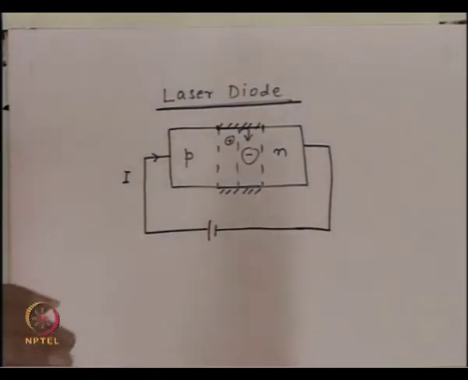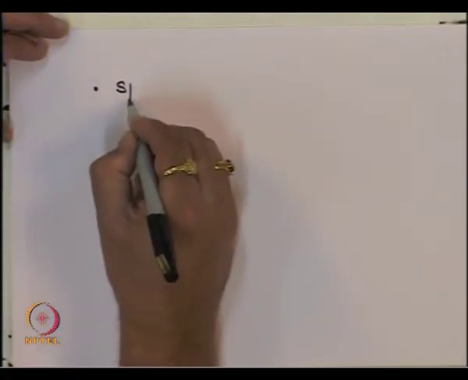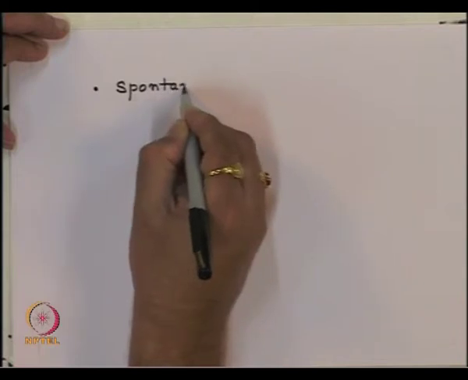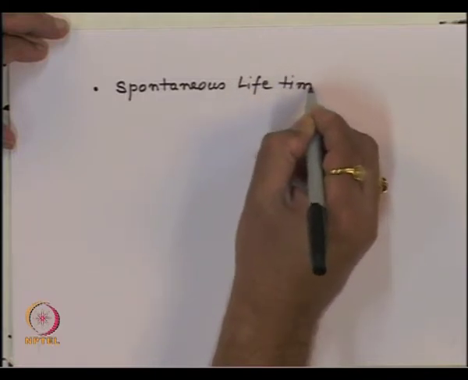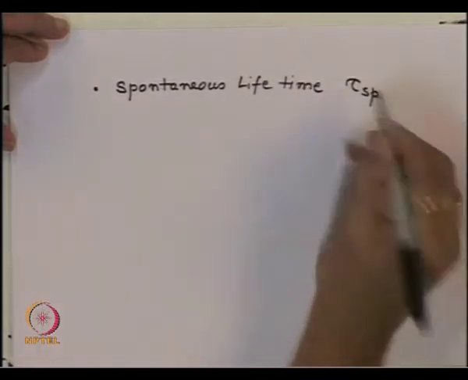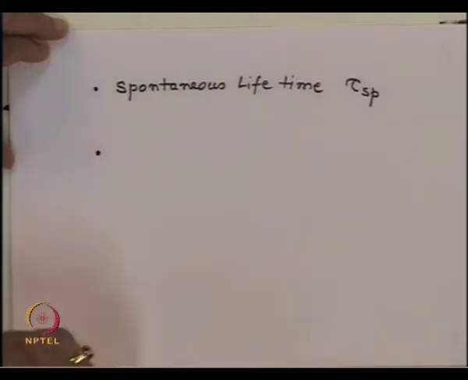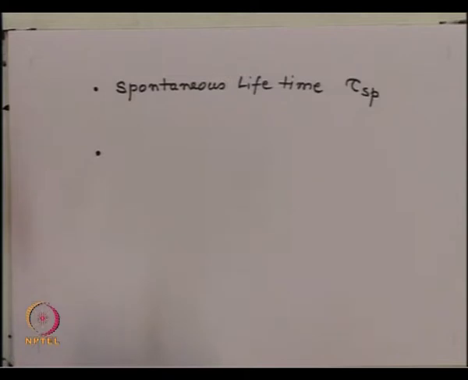So, at low currents, when the stimulated process is still not started, the carrier lifetime will be decided by the spontaneous process. So, in fact, in this device we have 3 lifetimes. One is the spontaneous lifetime of the carriers. Let us say this tau spontaneous. Second lifetime is when the stimulated process starts. Then, as we have seen, this process is much faster compared to the spontaneous process.